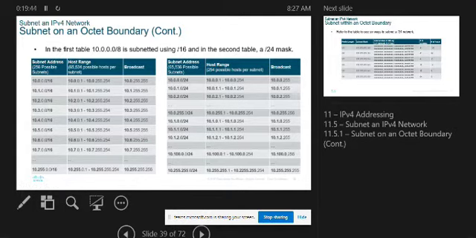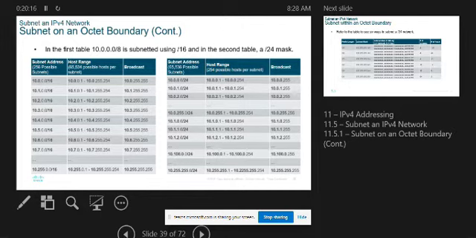So here's the first table. They got a 10.0.0.0/8. It's subnetted using a /16, and then the second table is /24. So over here on the left, you can see if they do a /16, we've taken a class A that has 16 million addresses, and we've turned it into a bunch of class A's that look like class B's, and now each has 65,000 addresses, right?